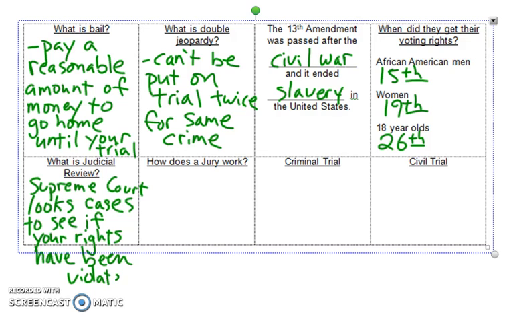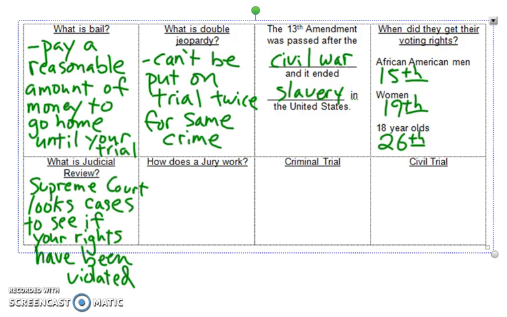You know, when they look at a case, should that girl have to listen to a prayer being said at her school? Or should that guy have been searched if the police didn't tell him that they were going to do that? So that's all called judicial review, where the court looks it over and decides what the law should be.